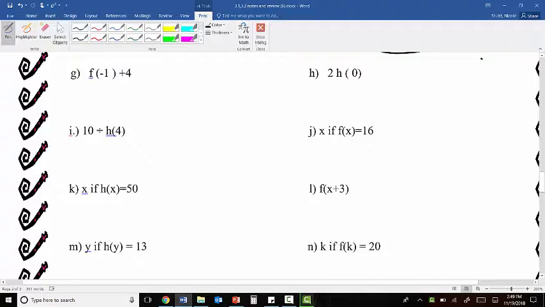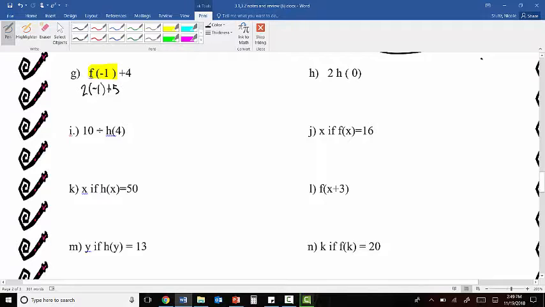So where we left off was with letter G. You're supposed to figure out what f of -1 is first. Okay, so we're going to actually try to figure this out first, and then whatever we get, we're just going to add 4 to that answer. So in order to get f of -1, we have to substitute -1 into our f function, which would look like that. And then we just have to remember at the very end, we need to add 4.